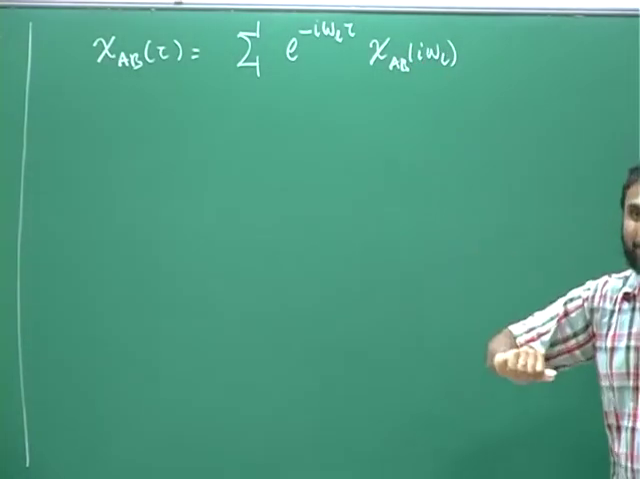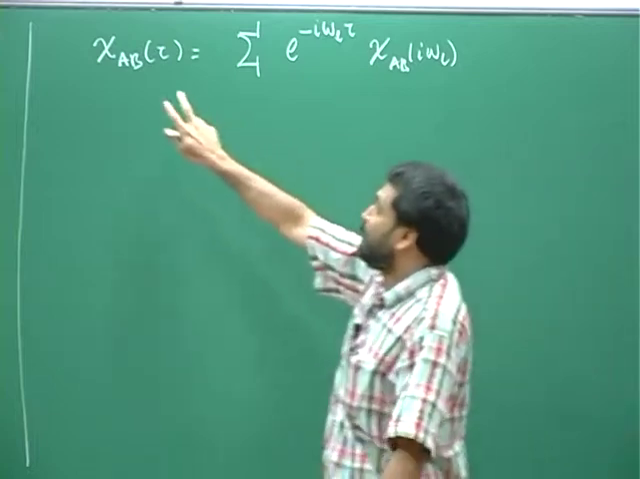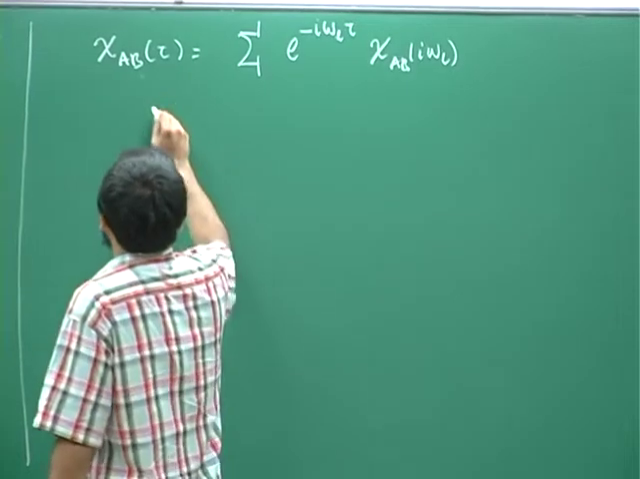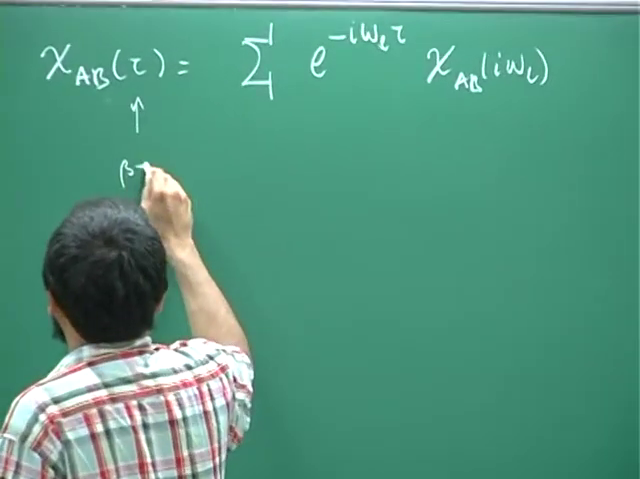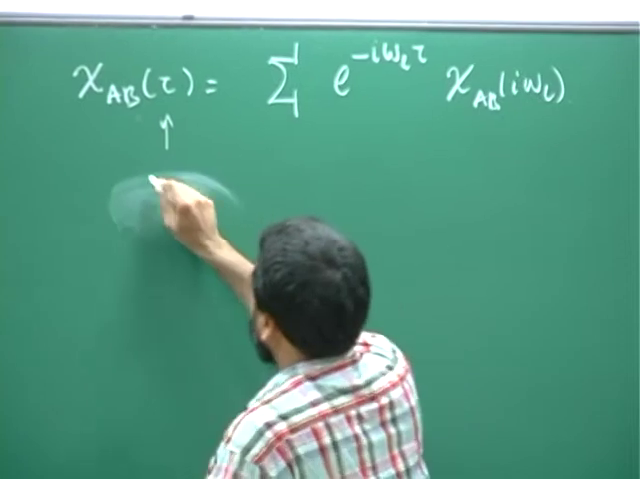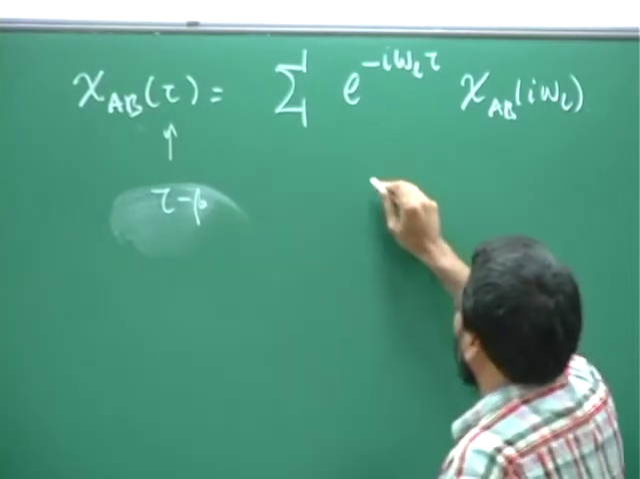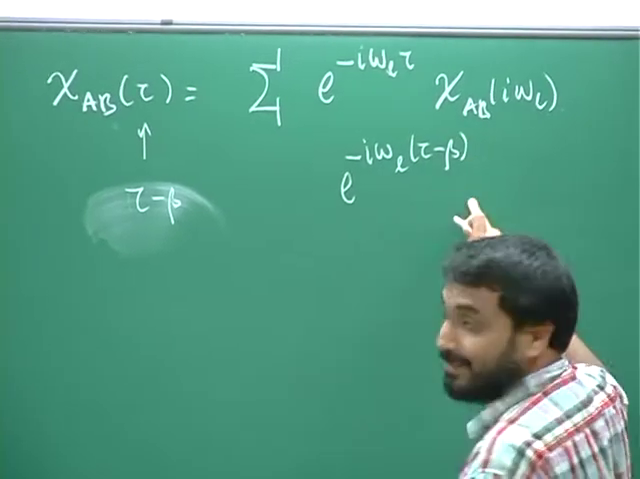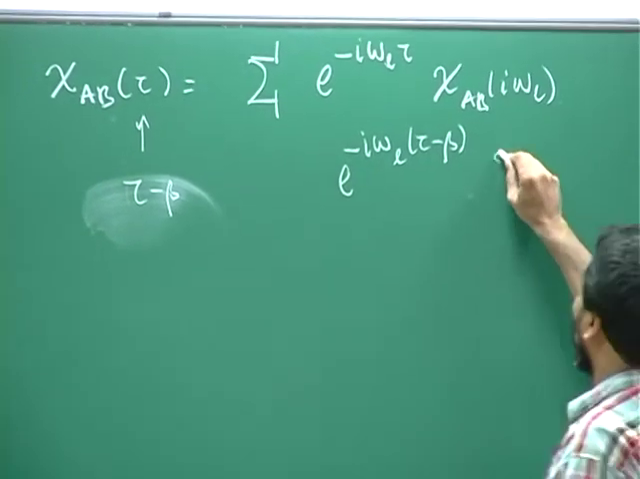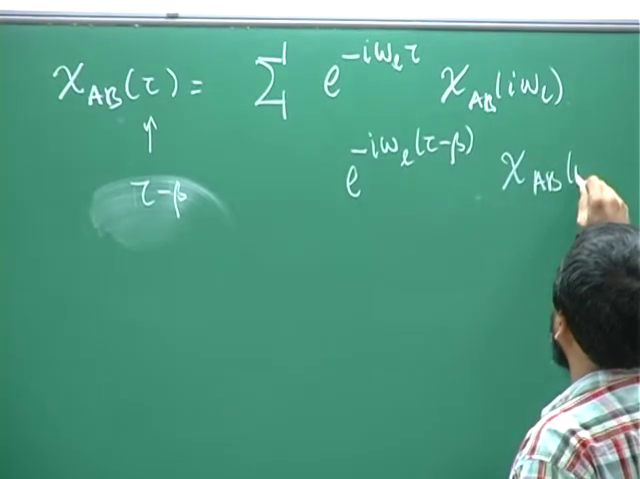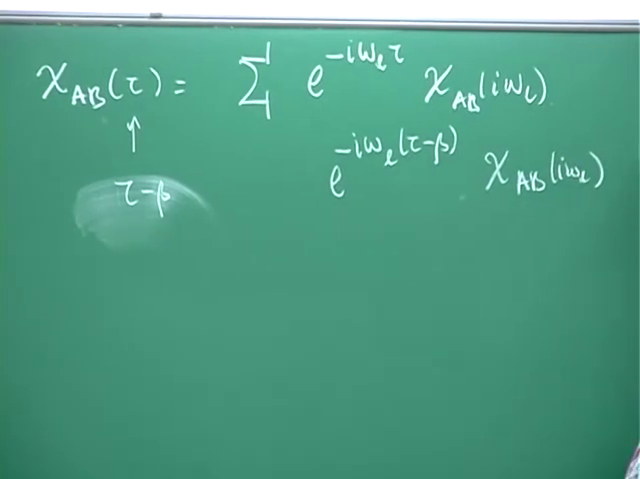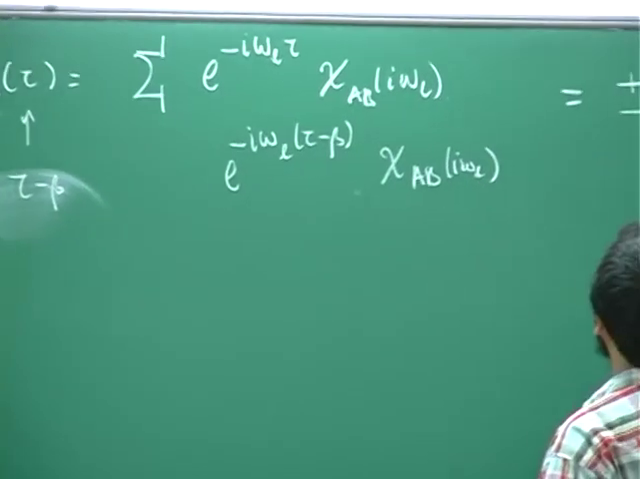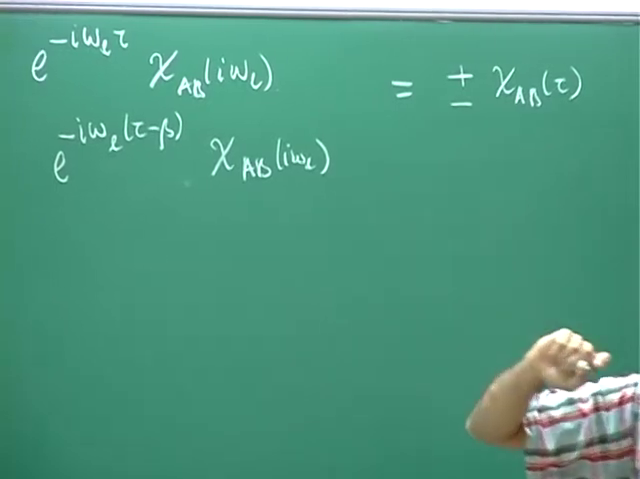Okay, this is what I have. Now, if these are both bosonic operators, then what will I find? I will find that if I substitute for this beta minus tau minus beta, I would get e to the minus i omega_L (tau minus beta) here, right? And then this would be again chi_ab of i omega_L, and this should be plus or minus chi_ab of tau. That's what my statement is.